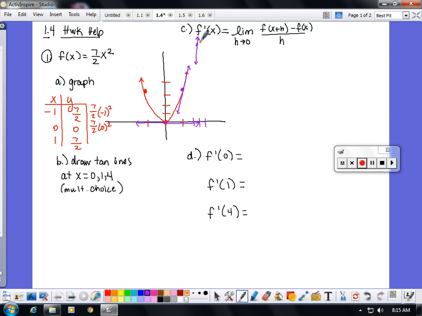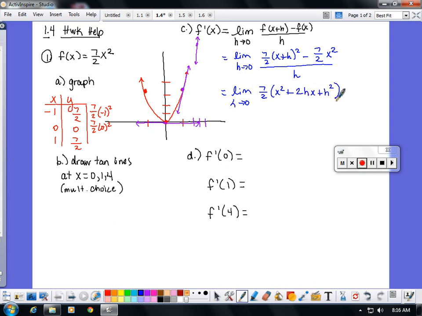C, find the derivative using the limit process. So the limit process is the limit as h approaches 0. F of x plus h is 7 over 2 times x plus h squared. Your original f is 7 over 2 x squared, all divided by h. And now if we go through and FOIL this, 7 over 2, square the first, multiply the 2 together times 2, square the last, minus 7 over 2 x squared, all still over h.